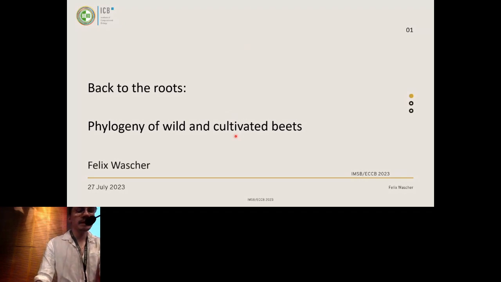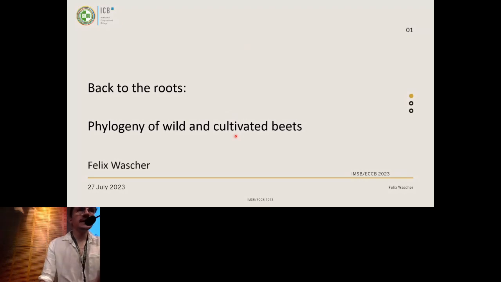We sequenced 3 species. We sequenced Beta vulgaris, Beta macrocarpa, and Beta patula. And from Beta vulgaris, we sequenced the subspecies vulgaris, which is the sugar beet, then the wild ancestor of the sugar beet, the sea beet, and then we sequenced Beta danensis, Beta macrocarpa, and Beta patula.